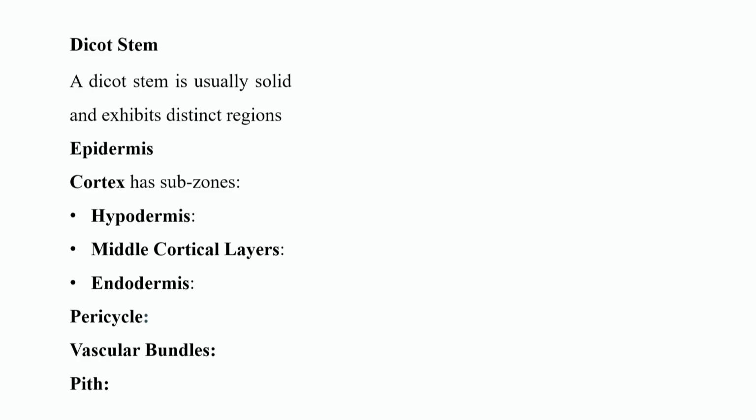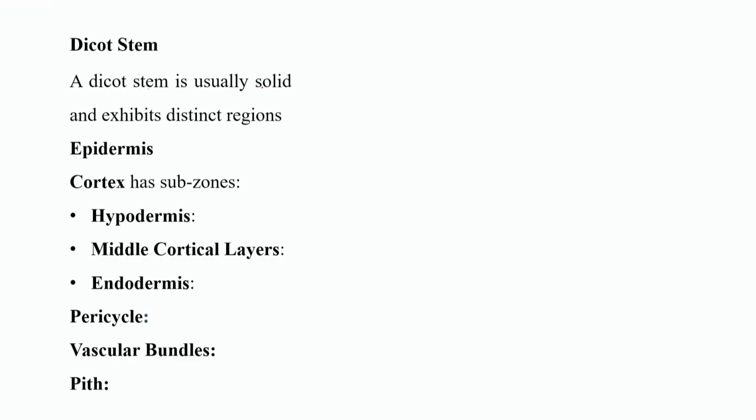Okay, now coming to a typical dicot stem, although a lot of variations you will see, but let's try to understand the structure and organization of a typical dicot stem. So definitely dicot stems are solid, they are not hollow from the center, and distinct regions are present in a dicot stem like epidermis, then cortex, which is also subdivided, then you will see pericycle, vascular bundle and pith. So let us try to understand the structural organization of these tissues.